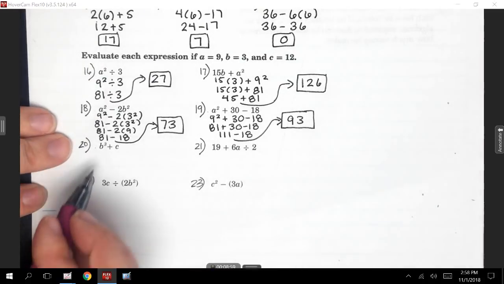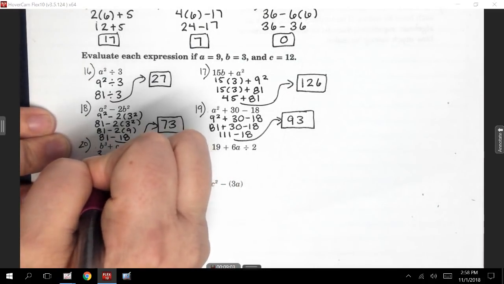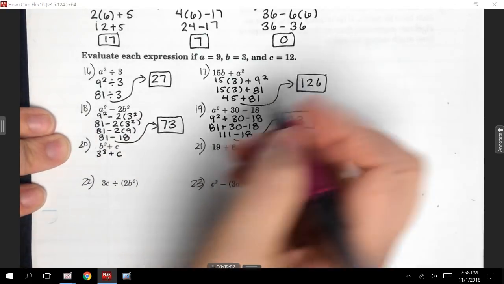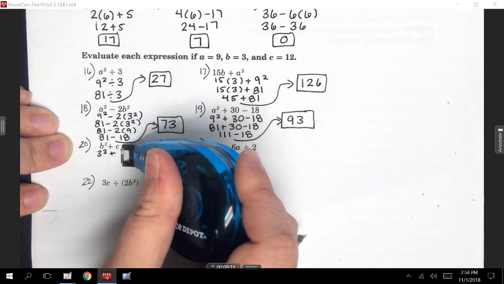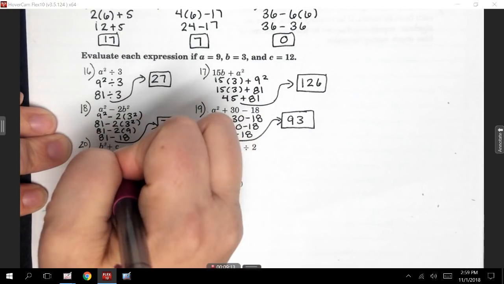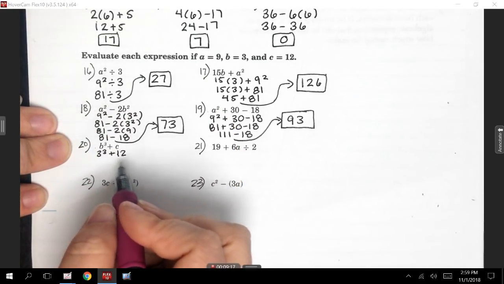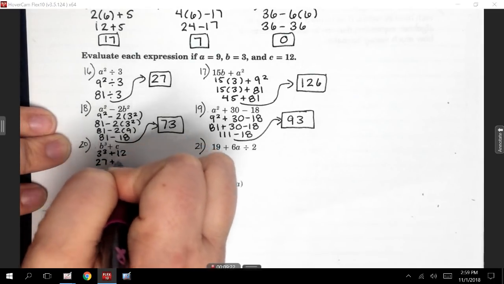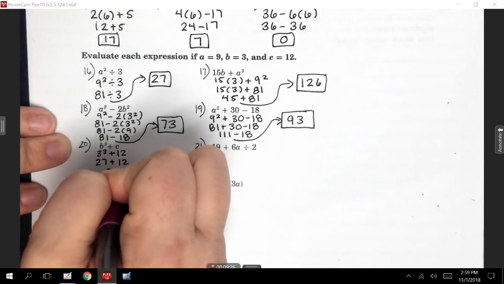All right, number 20 says b to the third power plus c. So I have 3 to the third power plus c. Now remember, plus c, which is 12. Sorry, might help if I wrote the number in. Let's fix that. All right, so that's going to be 12. 3 to the third power means 3 times 3 times 3. 3 times 3 is 9, times 3 again is 27, plus 12, and 27 plus 12 leaves me with 39.